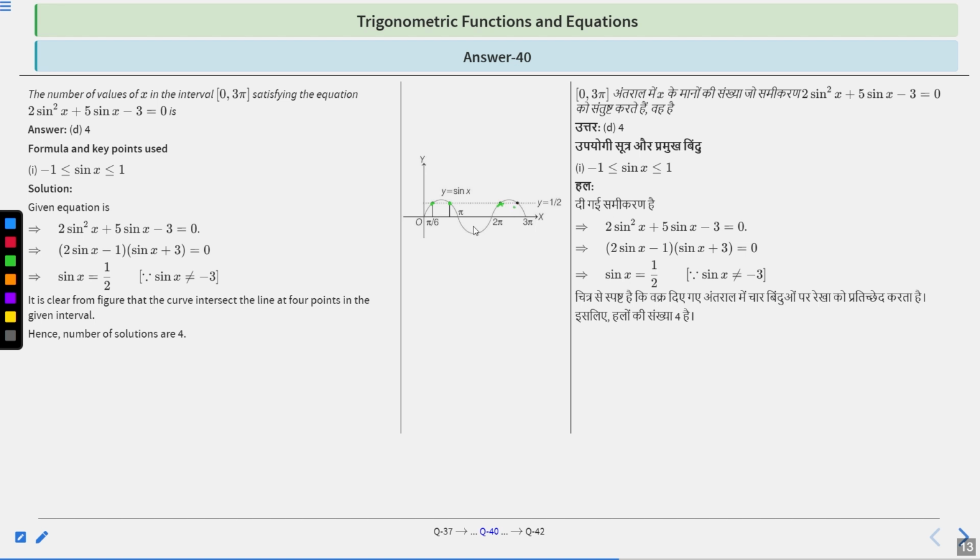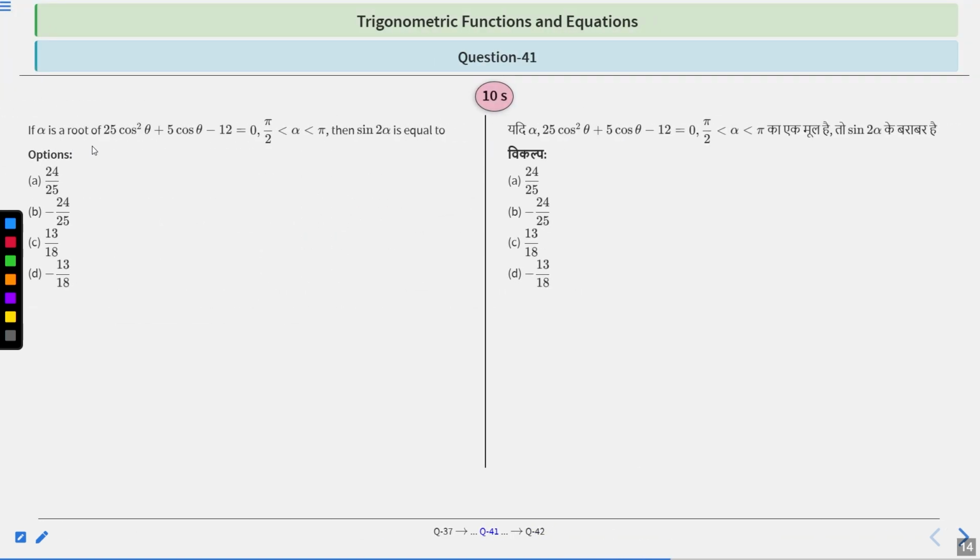So it is clear from the figure that the curve intersects the line at 4 points in the given interval, right? And hence the number of solutions is 4. Clear? Therefore, option D should be the right choice. 4 solutions, right? Option D is the right choice. Got it?